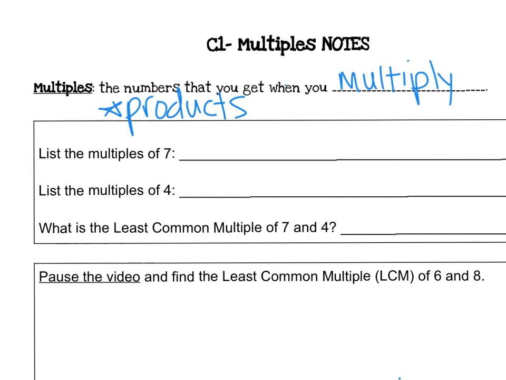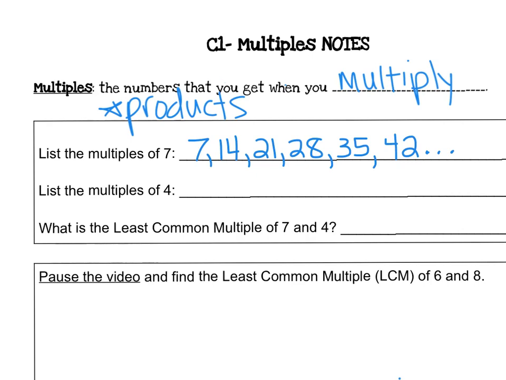If we're going to list the multiples of 7, we would start with 7 times 1, which is 7. 7 times 2 is 14. 7 times 3 is 21. 7 times 4 is 28. 7 times 5 is 35. 7 times 6 is 42. And we would just continue that list. I'm going to put 3 little dots at the end because it's going to go on and on and on. Whenever we're listing multiples, our numbers keep getting bigger and bigger and bigger.